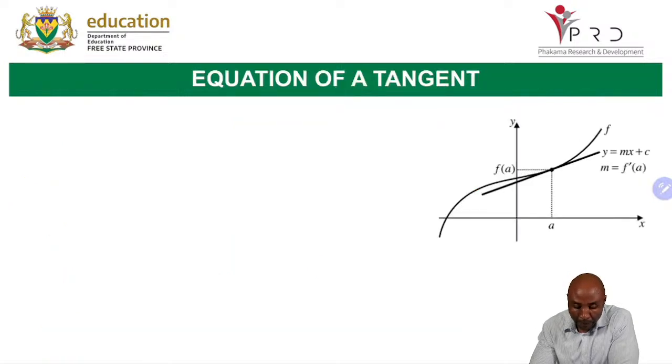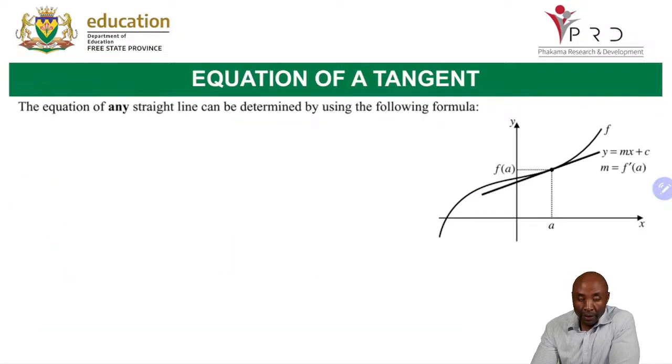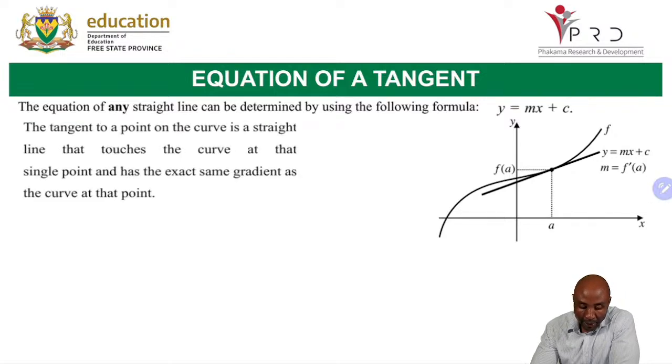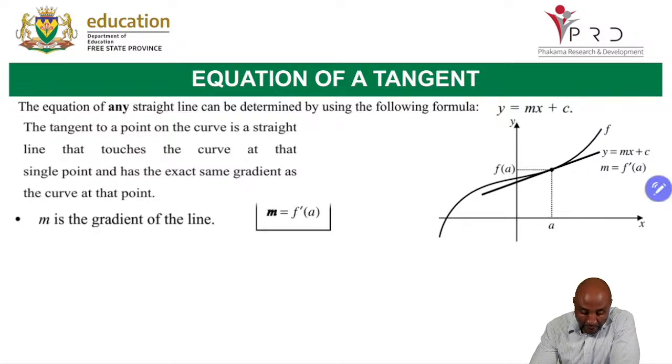We move forward. The equation of a tangent, we know that a straight line that touches a curve at only one point is called a tangent of a curve. So it's given by y is equal to mx plus c, and the tangent to a point on the curve is a straight line that touches the curve at that single point and has exactly the same gradient as the curve at that particular point. m is the gradient. And how do we get the gradient? It is the first derivative at x is equal to a.